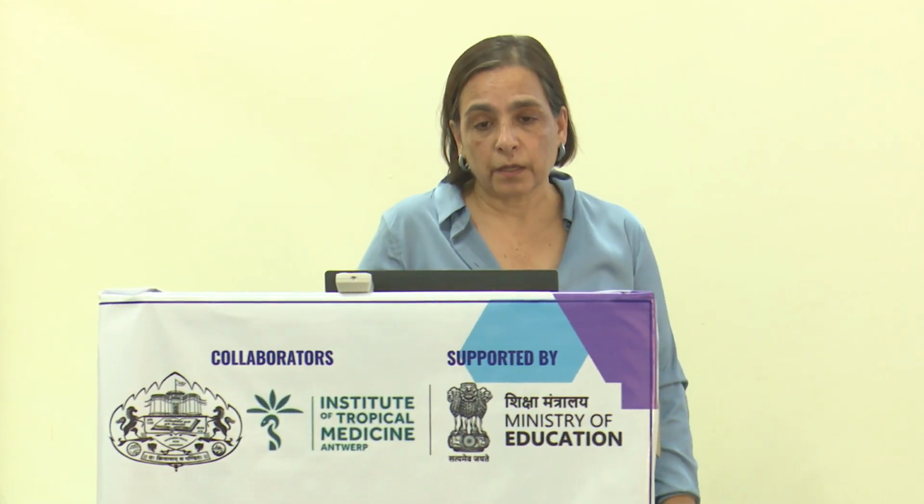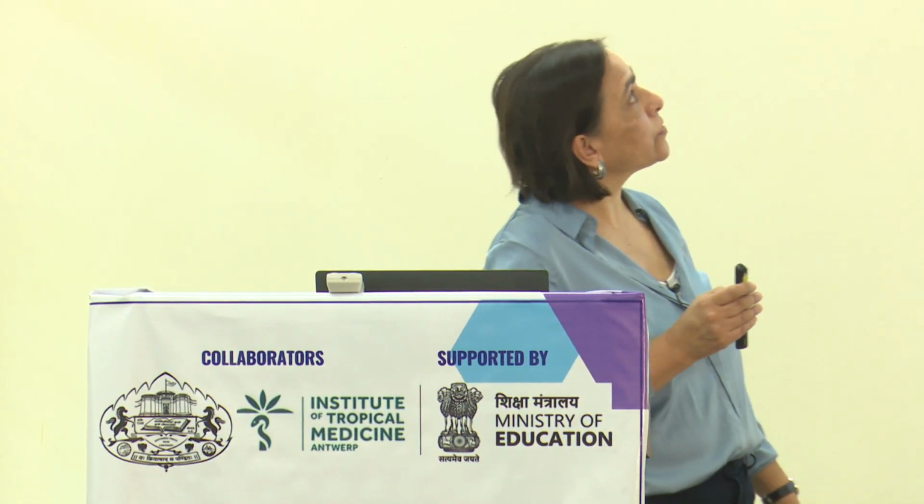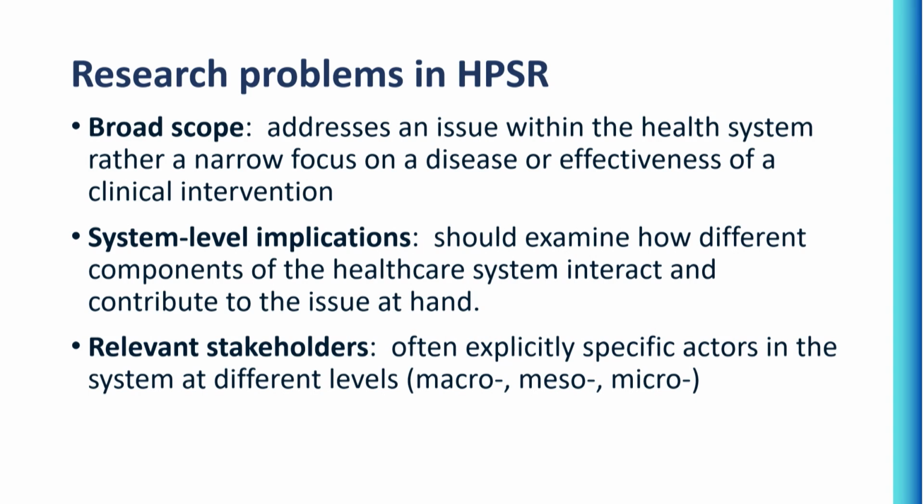All right? Good. We're going to stop this session soon, but basically, when you're thinking about problems in health policy and research, you are always trying to address an issue within the health system rather than, as we said, a narrow focus on the effectiveness of a clinical intervention or burden of disease. You're thinking about systems level implications. You're examining how different components of the healthcare system interact and contribute to your issue.